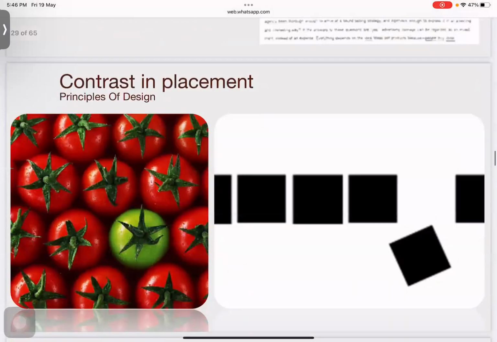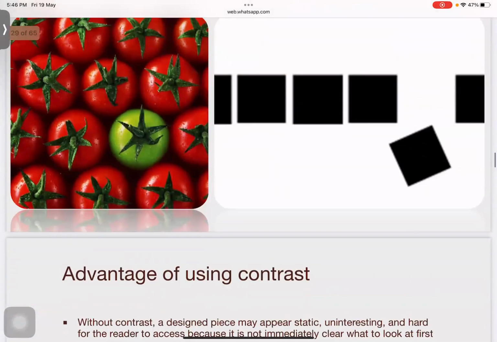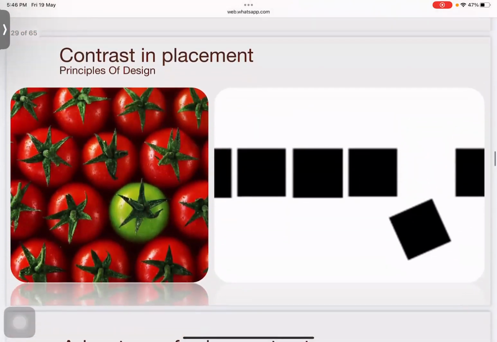Now we have to see contrast in terms of placement. On the left hand side, there is an element, a tomato placed together, that is not creating contrast, but this is also contrast in terms of color. Now why are they calling it contrast in terms of placement? Just because this color contrast has been created via the change in placement of that particular composition.